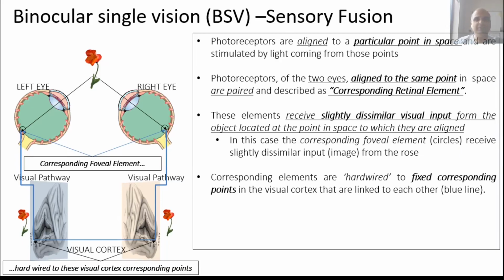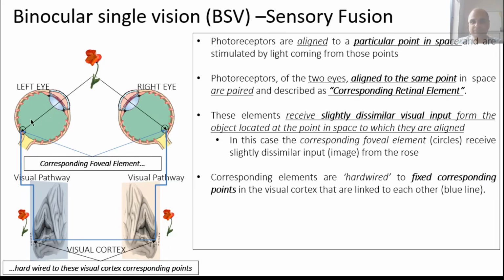My hand is outside the field, but you get the picture. So this connection is also hardwired. So these corresponding foveal elements are going to send the slightly dissimilar images of the rose through the visual pathway to a very specific and fixed point on the visual cortex, which is always going to be there.